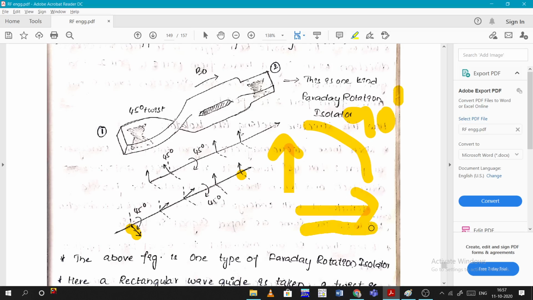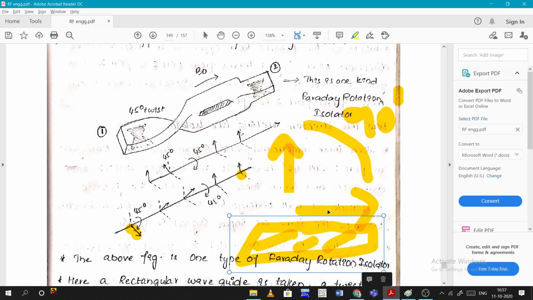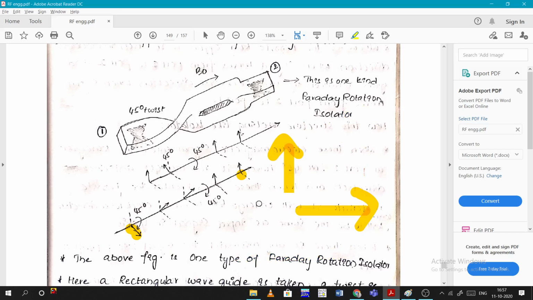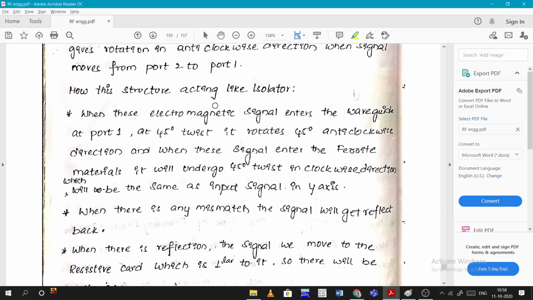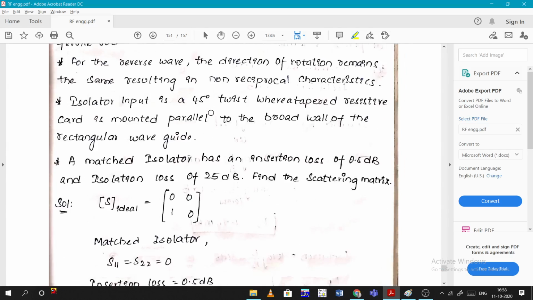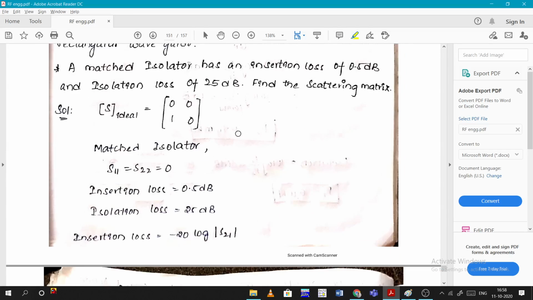So this is parallel to the resistive card. What happens is this resistive card will absorb this signal. That's why it is not able to reach port 1. It is only stopping here, it is not reaching here. That's how it works. So this is how these isolators are working.